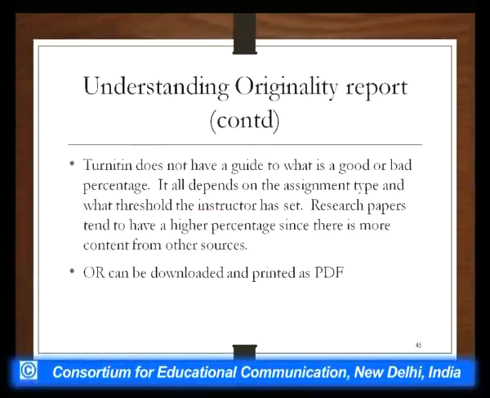So it's very important for us to know that Turnitin does not have a guide as to what is a good or bad percentage. It all depends on the assignment type and what threshold the instructor has set. Research papers tend to have higher percentages since there is more content from other sources. The originality report can be downloaded and printed as PDF.